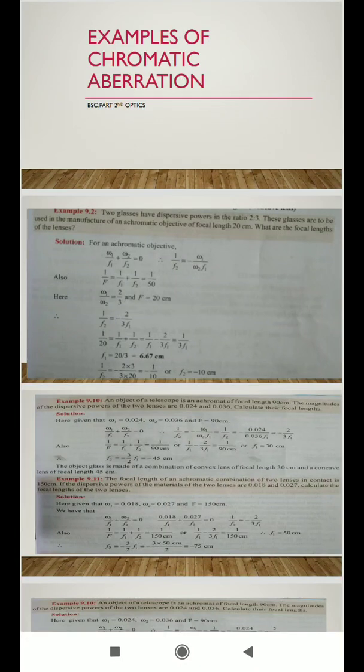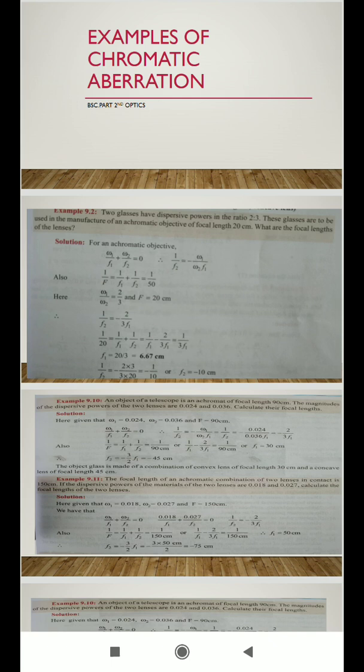Today we are taking some examples which are based on chromatic aberration. The first of them is: two glasses have dispersive powers in the ratio 2 upon 3. These glasses are to be used in the manufacture of an achromatic objective of focal length 20 centimeter. What are the focal lengths of the lenses?